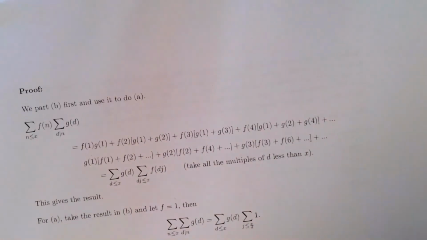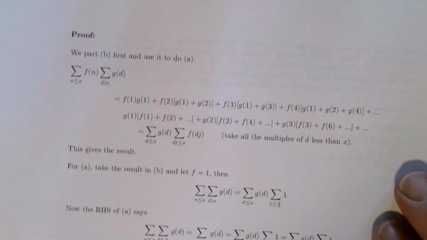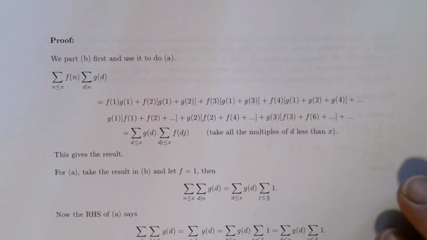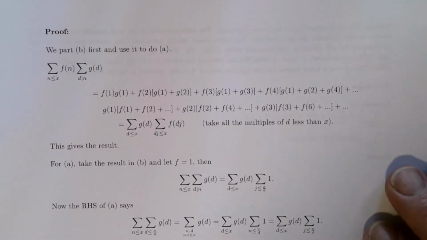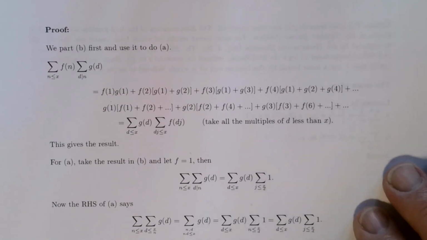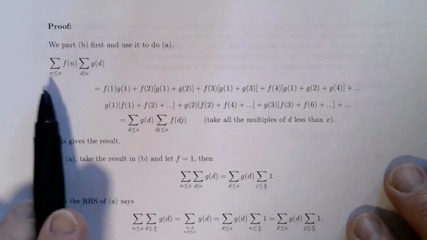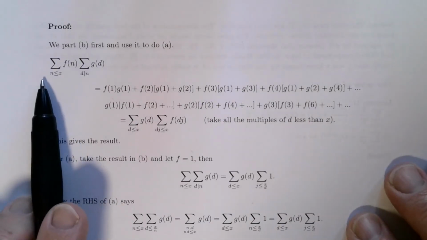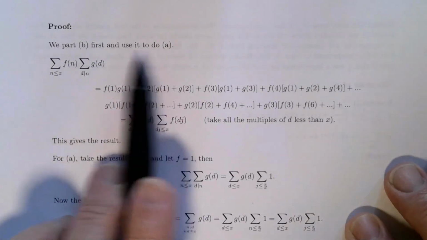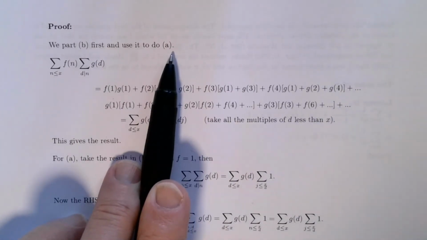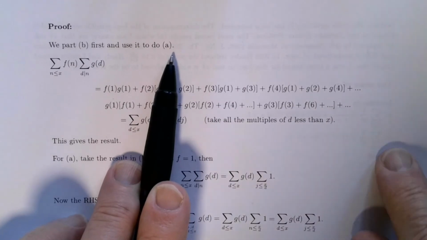Just to give a quick proof of these, I'm going to do the more complicated looking one first, because it actually turns out to be in some ways slightly easier than the first one, and we can get the first one from the second. So I do part B first and then use it to do part A. There are other ways of doing it. You might like to come up with your own proofs of part A independent of B.